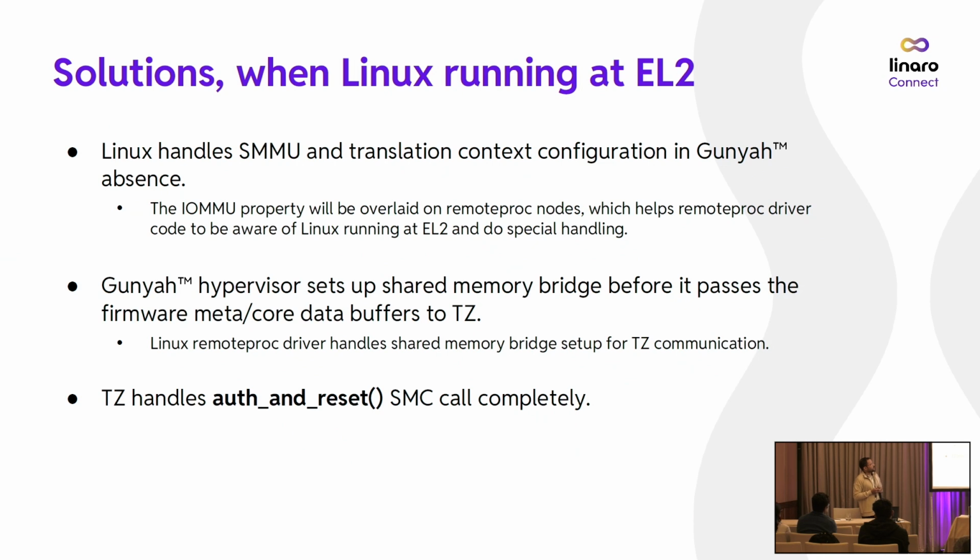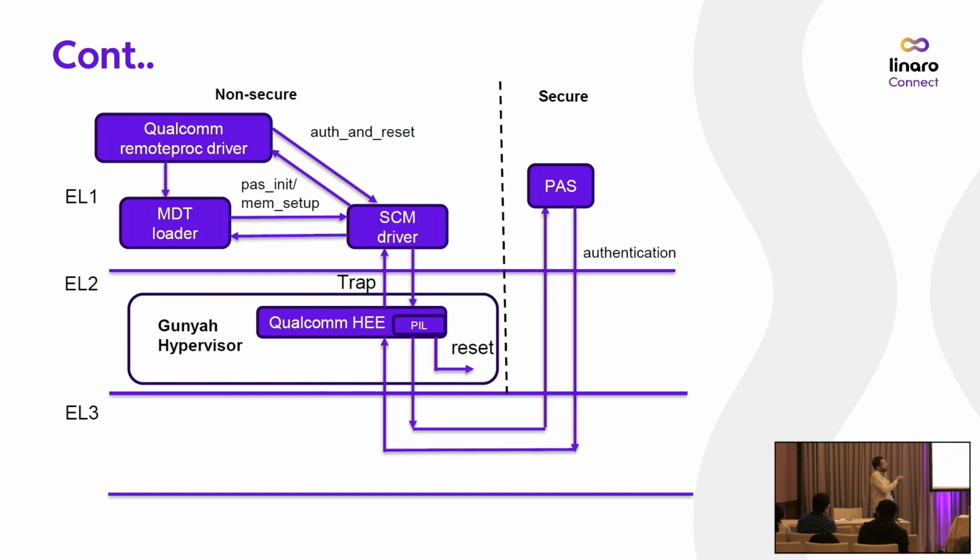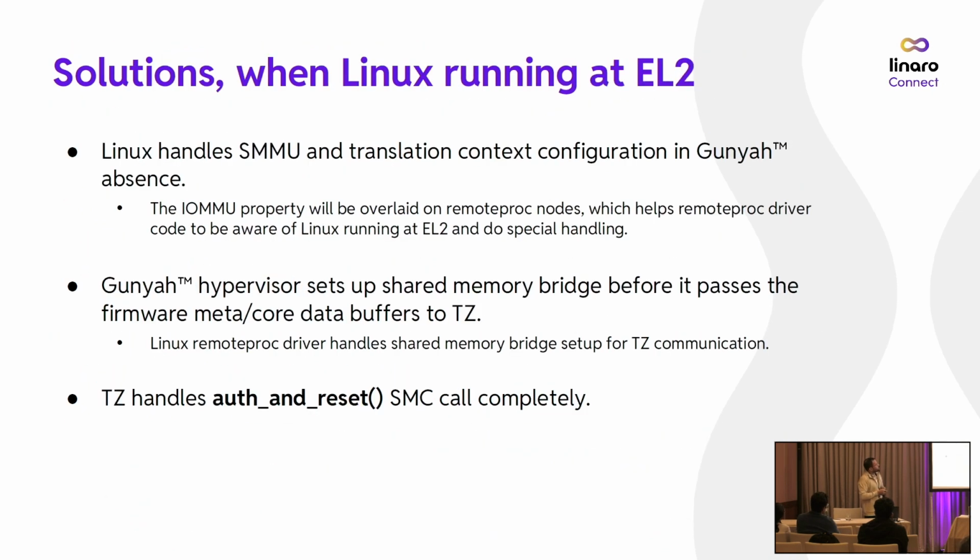So how have we implemented this, so that the same driver works when Linux runs at EL2? As I said, some of the calls are trapped by the hypervisor. In the same diagram, if this EL2 part is removed, Linux will shift here, and whatever things were done earlier have to be done at the Linux level. There is some stuff here as well.